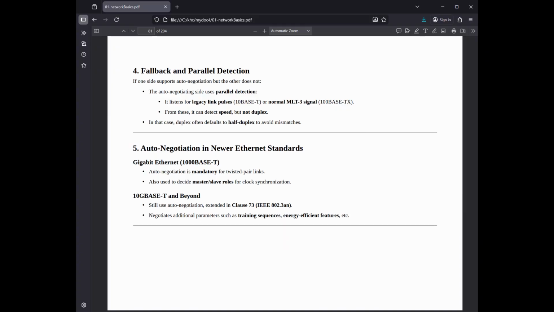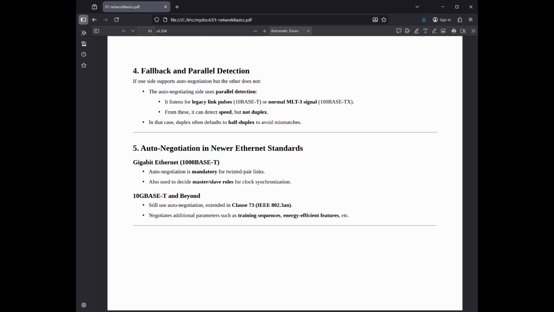The auto-negotiating device makes the following assumptions, based on the non-negotiating side's speed. 10 Mbps, 10BASE-T: assumes 10 Mbps half duplex. 100 Mbps, 100BASE-TX: assumes 100 Mbps half duplex. 1000 Mbps, 1000BASE-T: assumes 1000 Mbps full duplex. This specific speed forces full duplex.